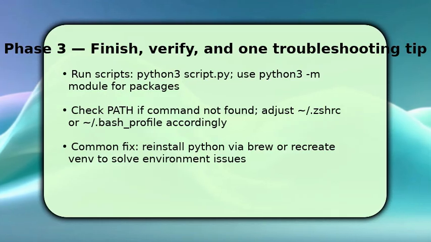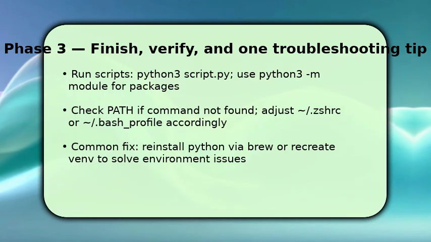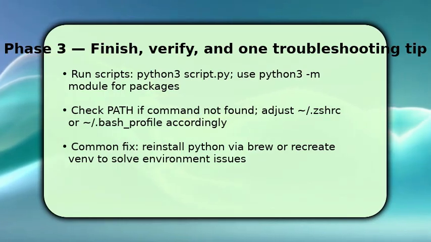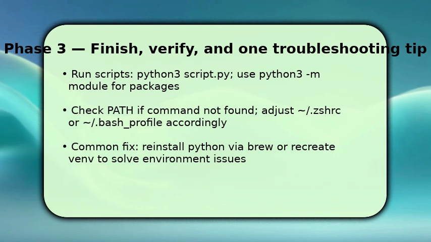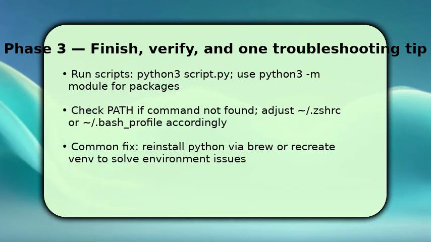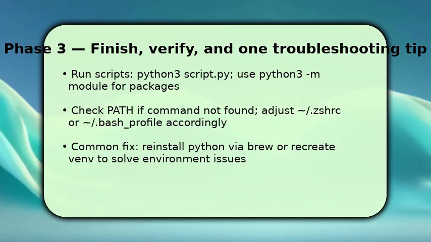If a command fails, check path in your shell config file like ~/.zshrc or ~/.bash_profile, and make sure which python3 points to the Homebrew path. If things still break, recreate the virtual environment or reinstall Python via brew. This often clears corrupted packages and path mismatches. One quick troubleshooting tip: deactivate, delete venv, then recreate it to resolve many issues.